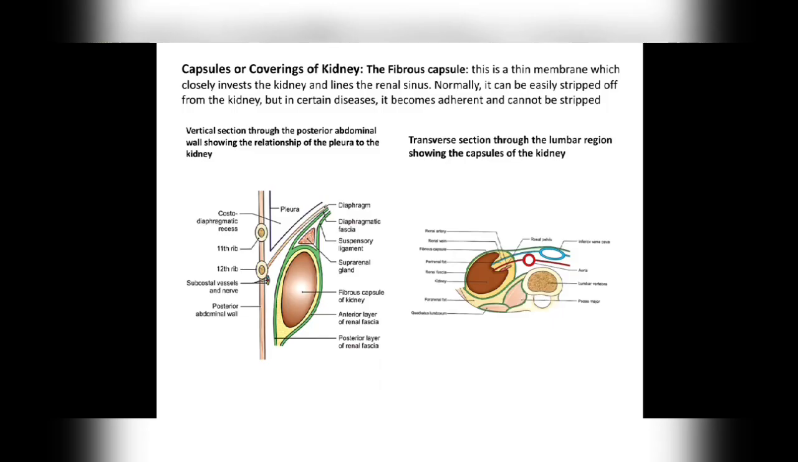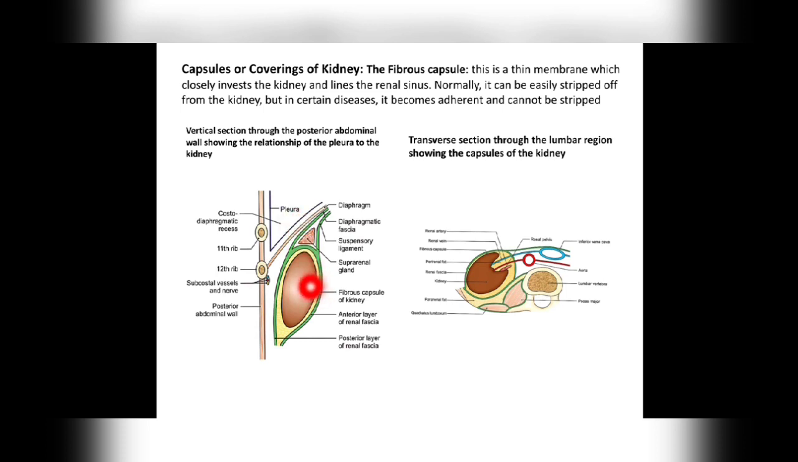The fibrous capsule is a thin membrane which closely invests the kidney and lines the renal sinus. Normally, it can be easily stripped off from the kidney, but in certain diseases, it becomes adherent and cannot be stripped.